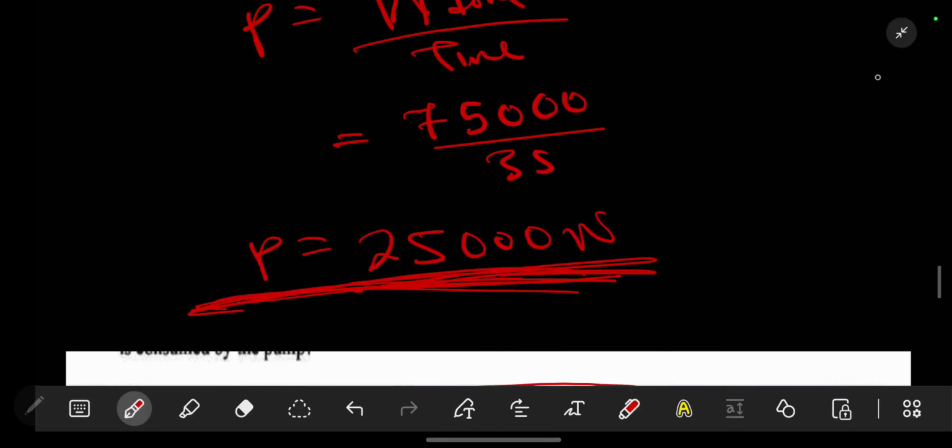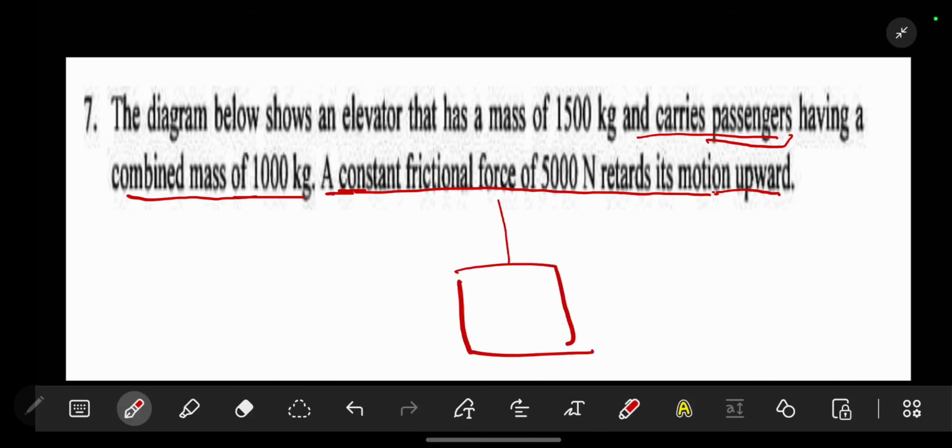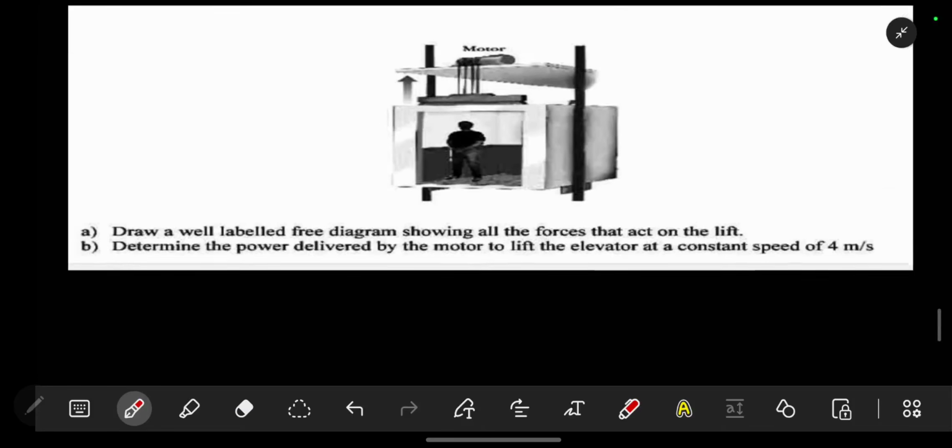Let's move on to our next question. This other one, we have a diagram that shows an elevator that has a mass of 1,500 kg and carries passengers having a combined mass of 1,000 kg. Then we have a constant frictional force of 5,000 N that retards its motion upwards. So it is going up, but the frictional force is retarding the motion, meaning it's pulling it down like that.